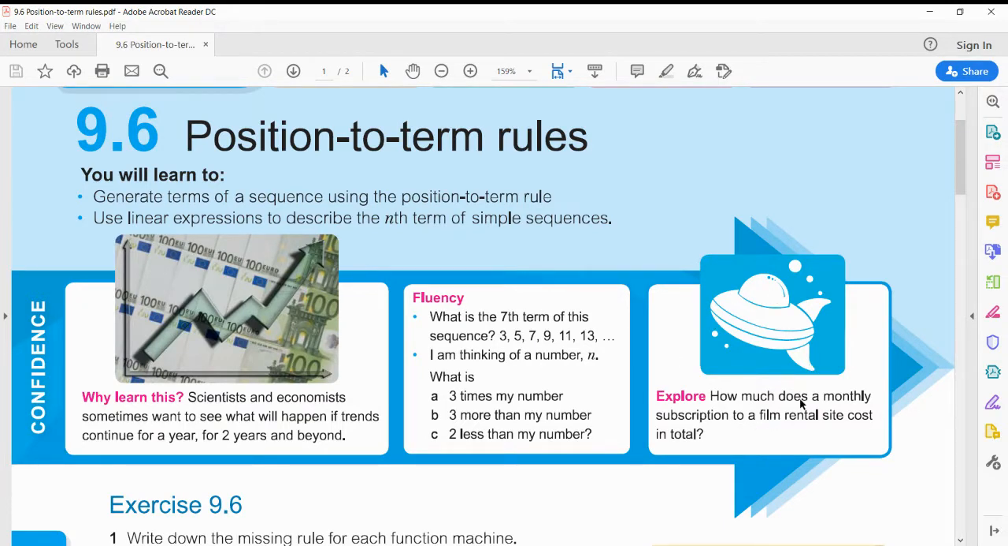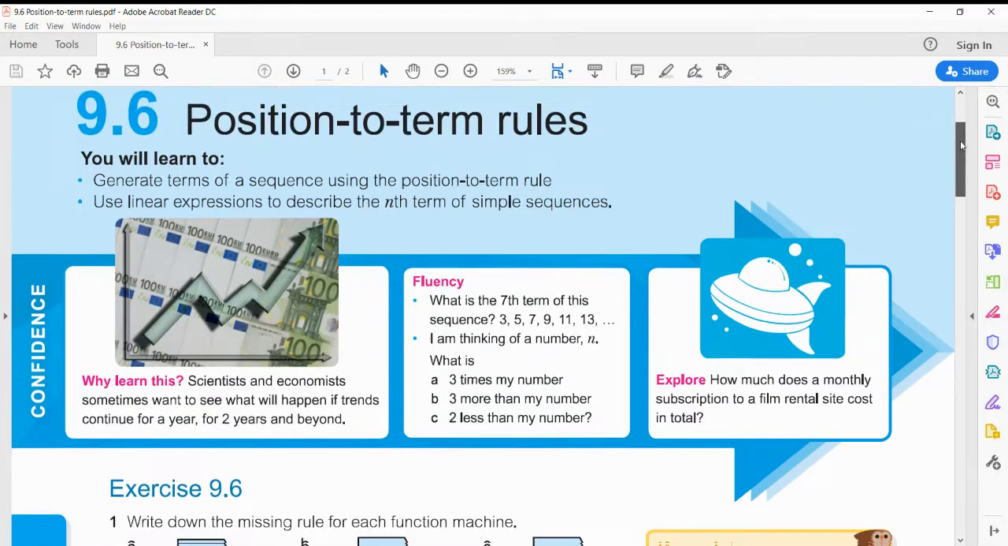And this explore section is mainly for people who find this pretty straightforward, just to extend them slightly. Okay, so if you thought all this was very easy, you could explore something like this, and it'll give you a bit of deeper understanding. Okay, but let's get on with the questions.